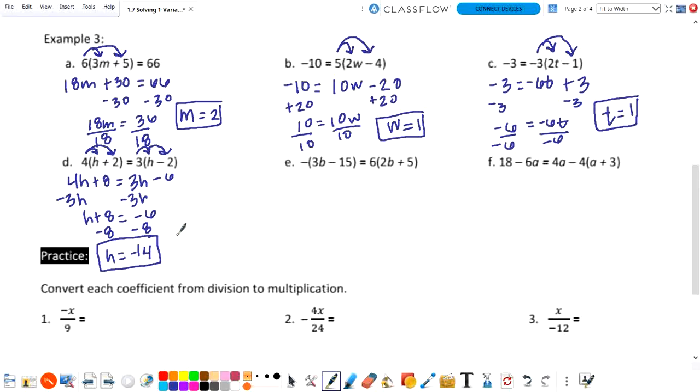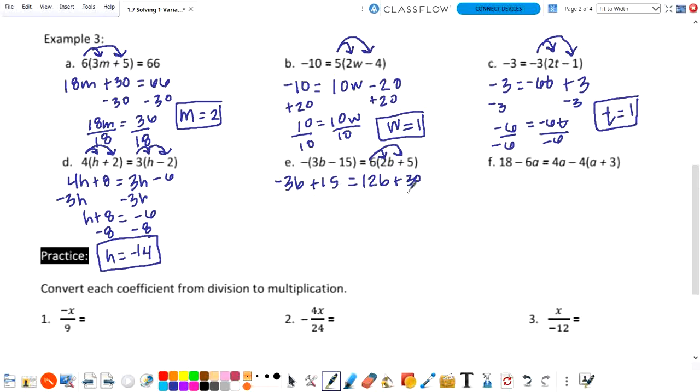All right, let's look at E. Notice on the left side, we're still distributing, but we're using that negative symbol. Remember, that's the same thing as multiplying by negative 1, and that's our multiplication property of negative 1. So it's just going to change the signs of everything inside of it. So negative times 3b becomes negative 3b. Negative times negative 15 becomes positive 15. And now we can distribute our 6 out. So 6 times 2b gives us 12b. And 6 times 5 gives us 30.